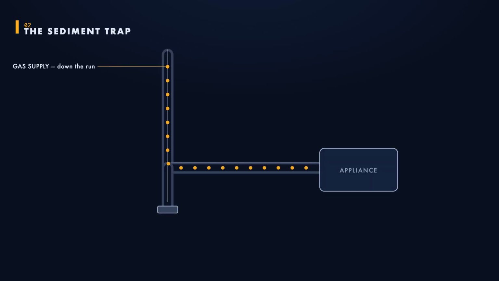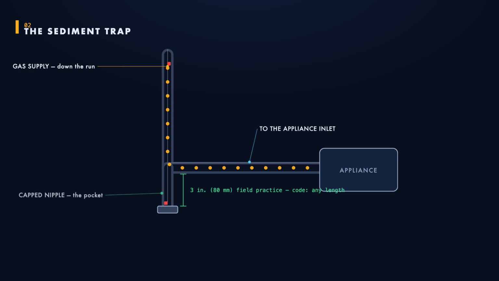The code figure shows a T-fitting with a cap nipple in the bottom outlet. The code permits a nipple of any length. Some state amendments and conservative field practice call for at least 3 inches.